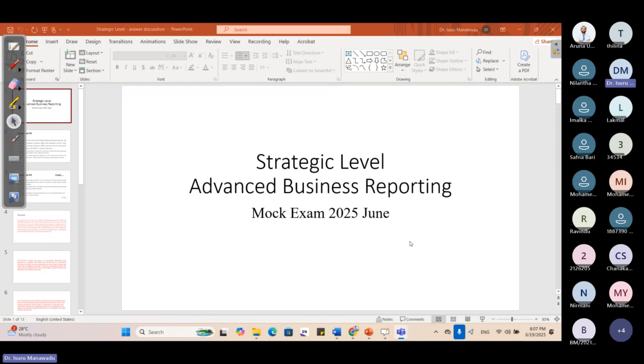This advanced business reporting paper consists of two aspects: financial reporting aspects and auditing aspect. Financial reporting 55% and auditing 45%, right? The auditing aspect was already covered by Indunil sir. Let me cover questions on financial reporting, question number 1 and question number 2, right? Based on the time given, we will try to cover as much as possible.